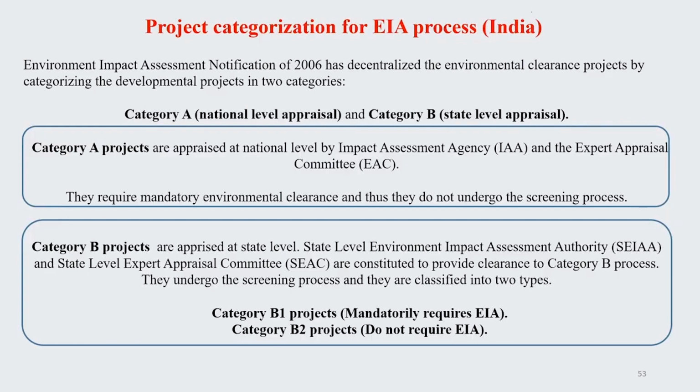The Environment Impact Assessment notification in India was issued in the year 2006, and it totally decentralized the environmental clearance of projects by dividing the development projects into two categories. Now, the first category, category A of development projects, is national level appraisal, where you will do the analysis at the national level. Second category of development projects, you will have state level appraisal. Clear?